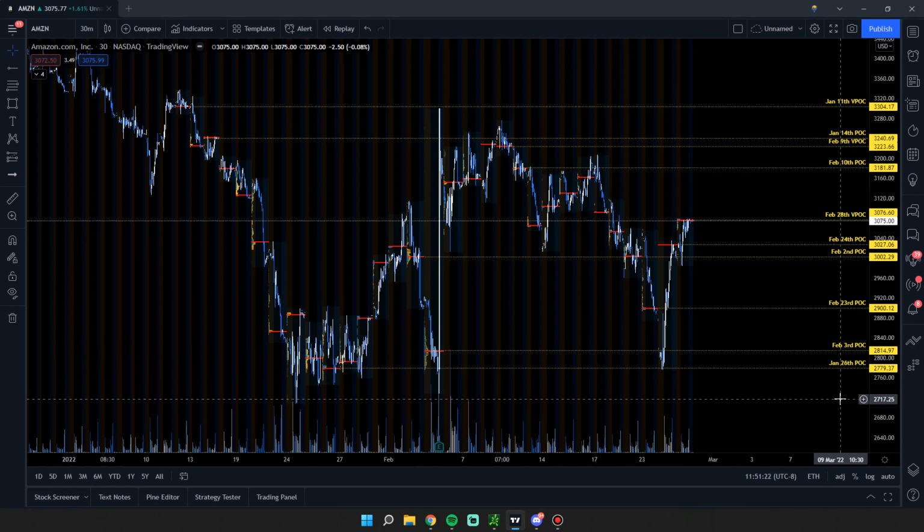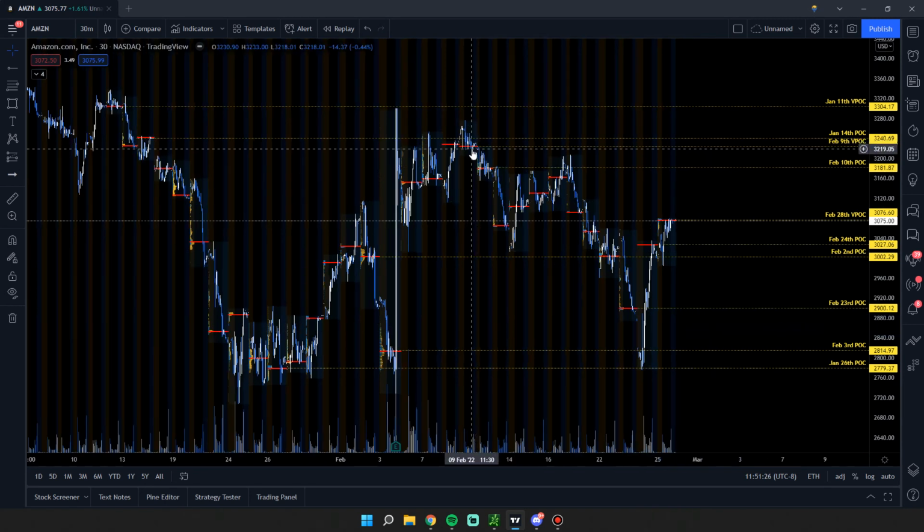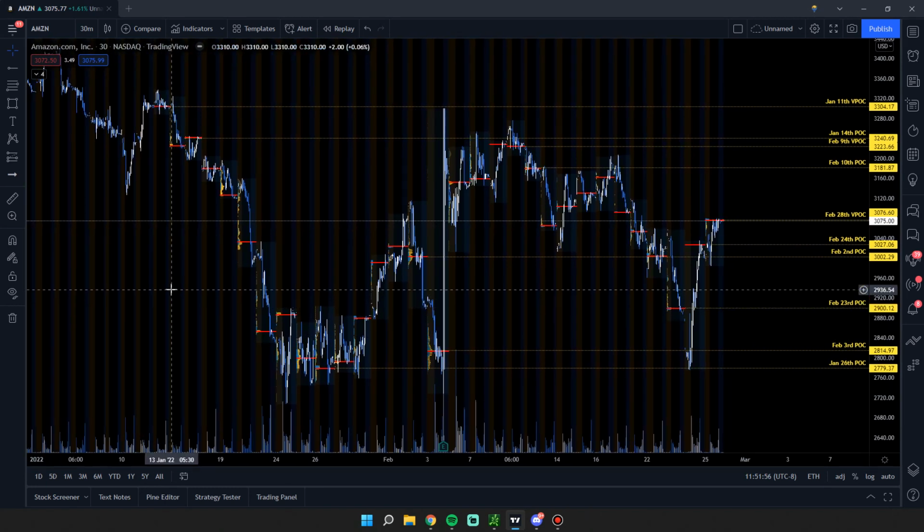Virgin POCs act as magnets for price. So anytime you have a virgin POC, like I have this one here, or I have one above at January 11th, and no POCs to the downside, and this is a current chart as of today, it's currently February 27th of 2022, more likely than not, Amazon will get pulled up to one of these virgin points of control in the coming trading days. So that's what I'm expecting.